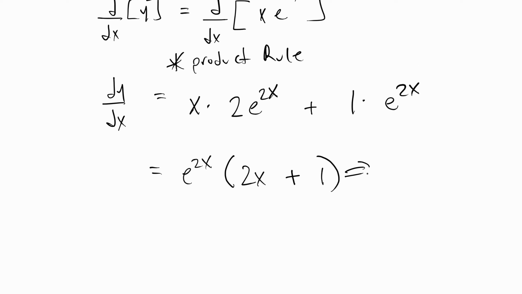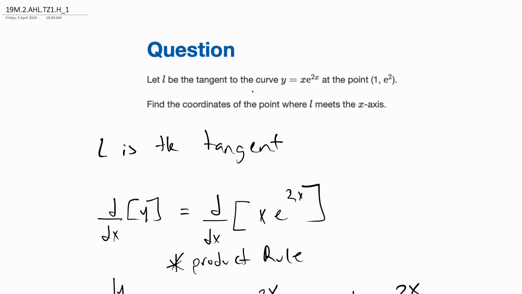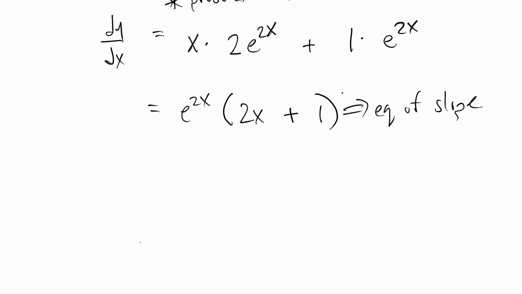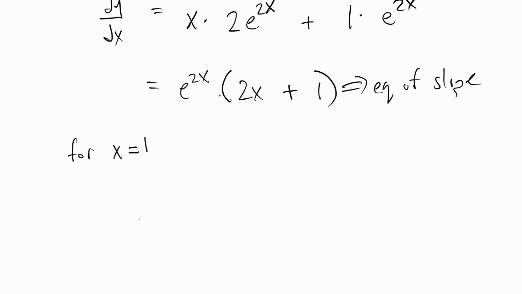Now this is our equation of slope, not the slope itself. Now how do we get the slope? Well, we know that it's a tangent to the curve at this point. So we can substitute our known value for x at the point and get the slope. For x is equal to 1, which is the point they gave, we get e to the power of 2 times 2 plus 1, which is e to the power of 2 times 3, so 3 e squared. That's our slope.